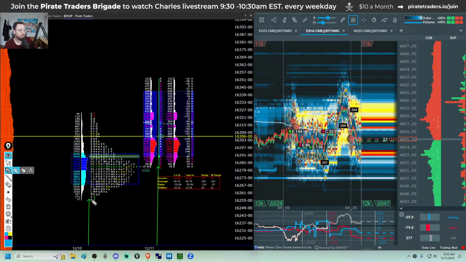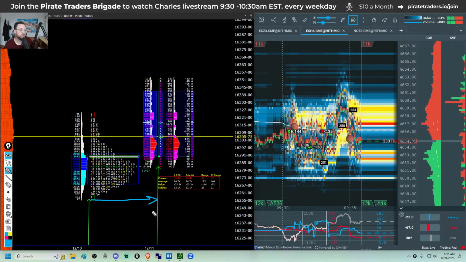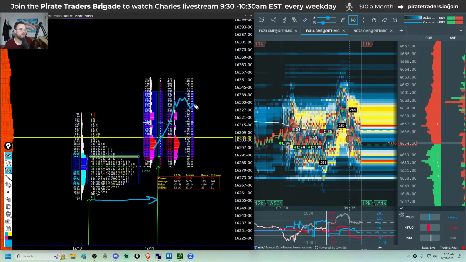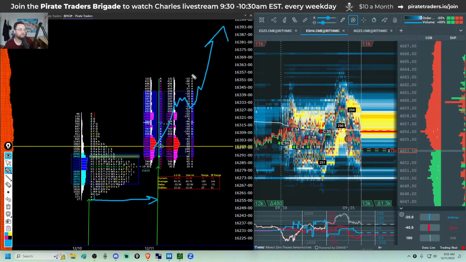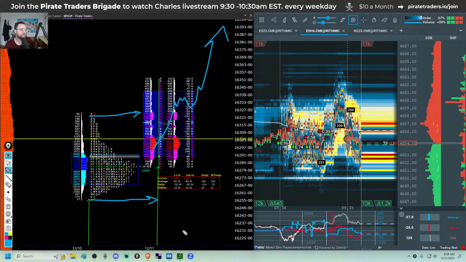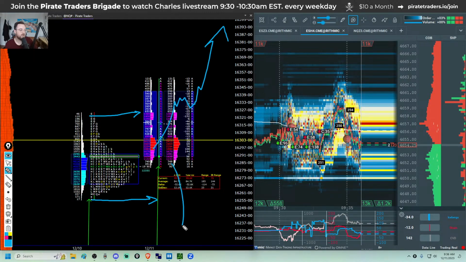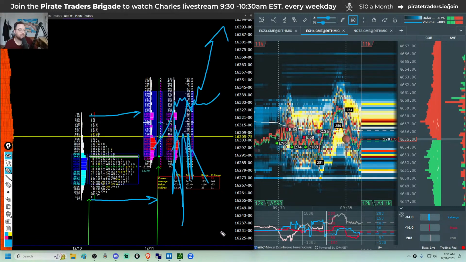So now you go sideways unless you can get below 16,255, or you can get back up above 16,327 and find support this time. They did not have support this past time. Until they get one of those two, test the low, or find support above the high, more sideways chop.